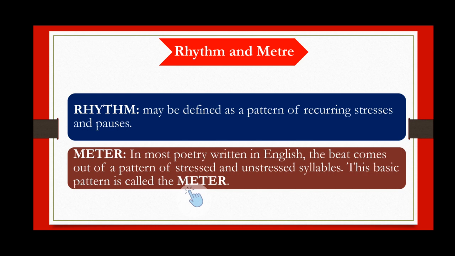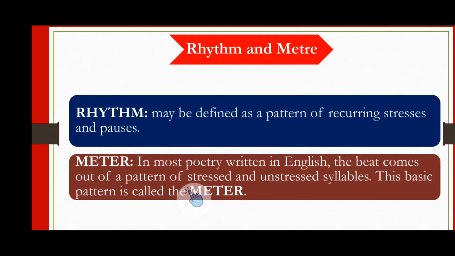Then what is a foot? A foot is the basic unit in a line of poetry. Sometimes we may have 2 feet, sometimes 4 feet, sometimes 6 feet, sometimes 8 feet, sometimes 10 feet, sometimes 12 feet.